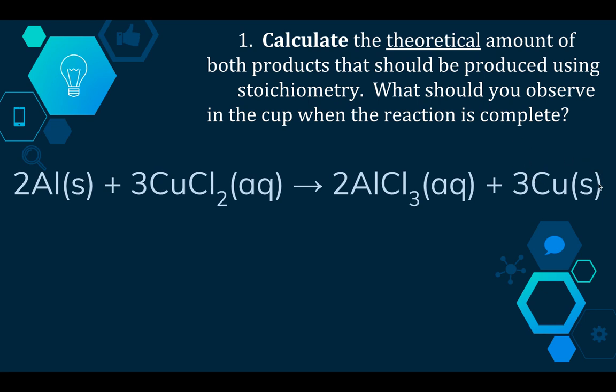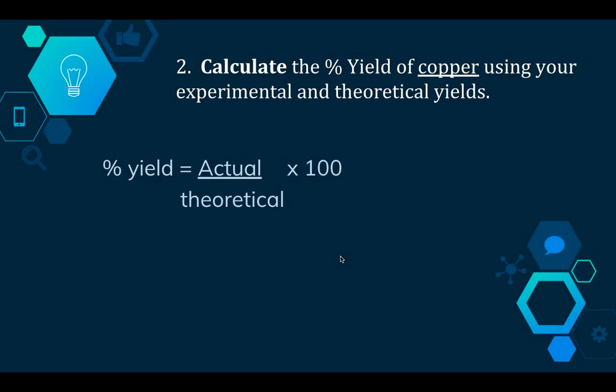And remember, we collected the copper. So if you have not measured the mass of your copper at this point, you can go into the hood and grab your copper and get a final mass, because you're going to need that for number two. So number two, you're going to calculate your percent yield of copper. You're going to need your experimental value, that's what you're actually going to measure. So that's your actual value of copper that you collected, and you're going to divide that by the theoretical value that you just calculated in number one.